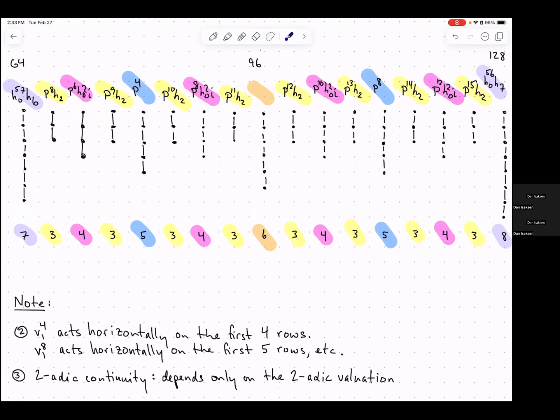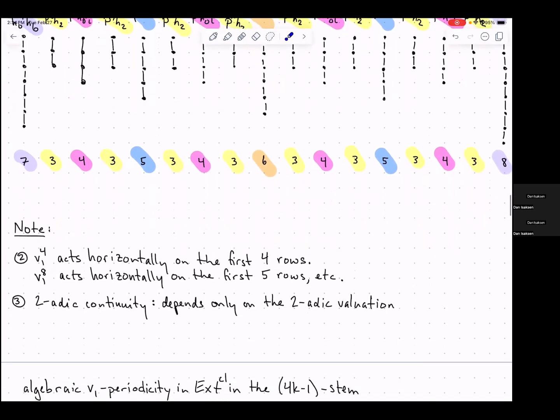Okay, and then the other note. I don't know why it's note 2 and note 3 and there's no note 1, but that's some artifact of my editing. Note 3 is that there's two-adic continuity here, which is fancy language for the simple idea that the order of the groups depends only on the two-adic valuation. The number of dots here depends on the two-adic valuation of 96. The number of dots here depends on the two-adic valuation of 128, and so forth. I'm not 100% sure that two-adic continuity is the right word for this, but it's not that far off. That's the idea: things depending on the two-adic valuation of the stem.